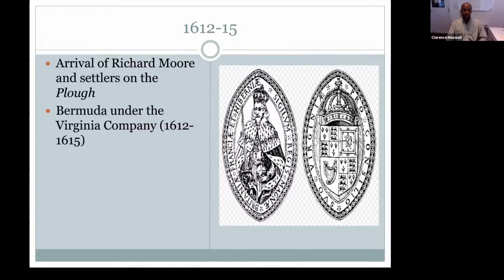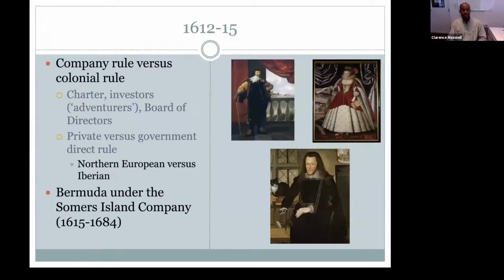Between 1612 and 1615, Bermuda was under the control of the Virginia Company, which included Virginia. By 1615, the investors that were part of that formed their own company, which would, of course, be the Bermuda or Somers Island Company. Again, adventurers or investors would give money. Each of them would give shares, and therefore pool the financing of this very, very expensive operation, which was a colony.